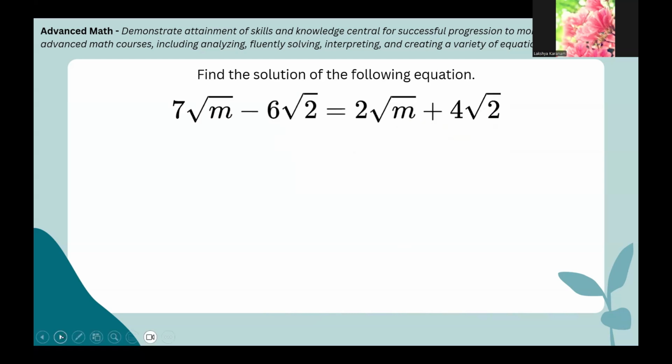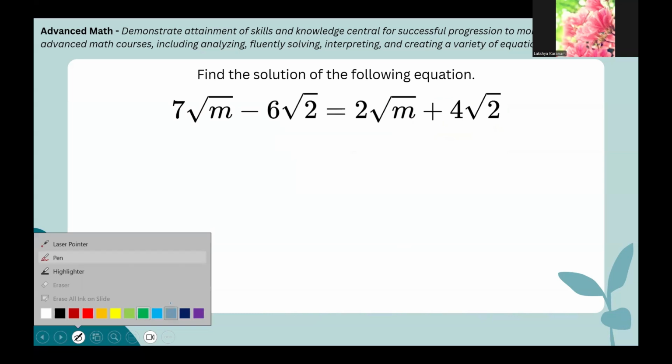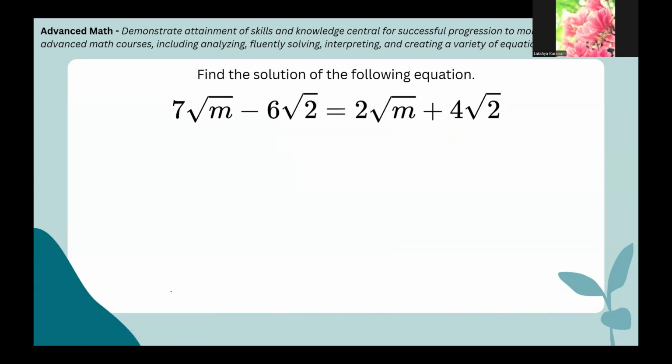All right, let's find the solution of this equation here. This is dealing with square roots. So remember that when you have two things with the same base, so same square root, the coefficients can just be added and subtracted together like they were coefficients of variables, basically. So anytime you see square root of 2, let's just think of it as a variable x. And anytime you see square root m, let's just think of that as the variable y. And all of the other math can be done with that exact same mentality.